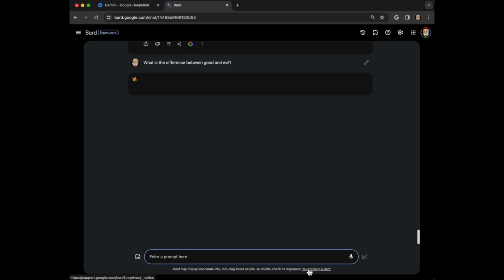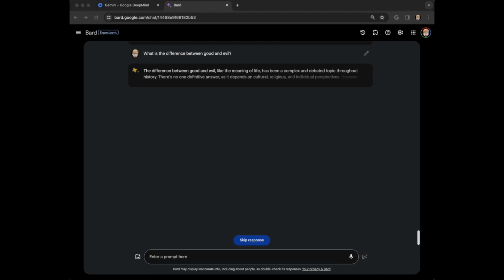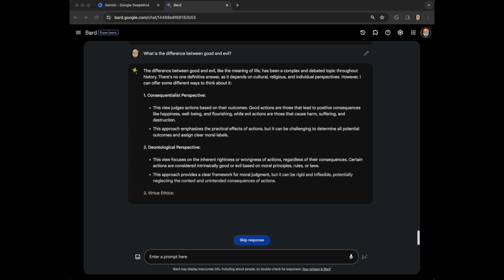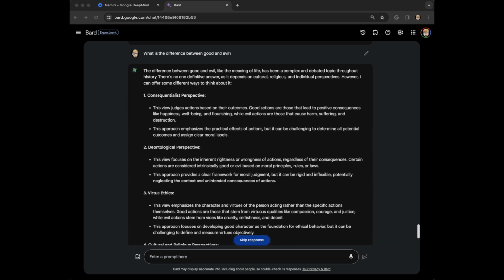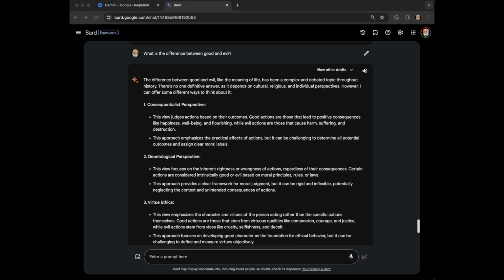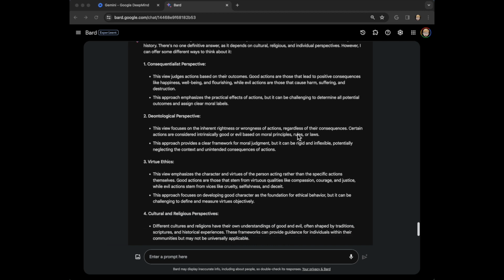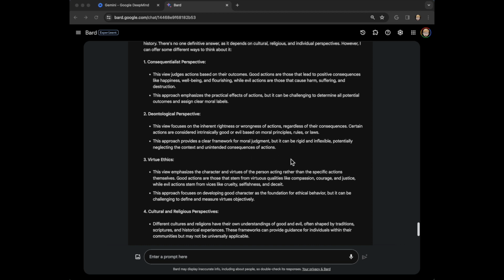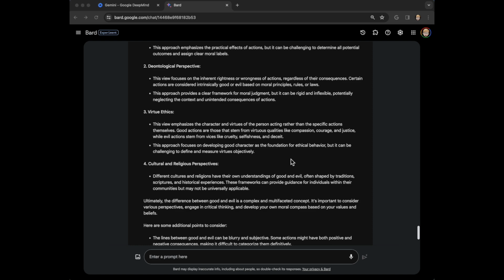What's the difference between good and evil? So the difference between good and evil, like the meaning of life, has been a complex and debated topic throughout history. There's no one definitive answer, as it depends on cultural, religious, and individual perspectives. So it provides some perspective on consequentialist perspective, interesting. I don't think I've ever said that word. Deontological perspective, I haven't said that since college in a philosophy course, virtue ethics, cultural and religious perspectives.